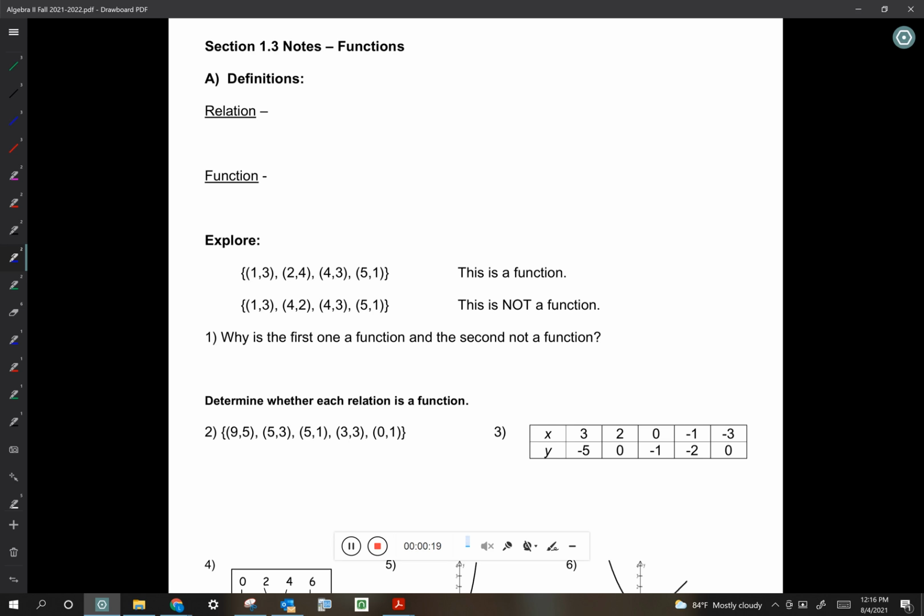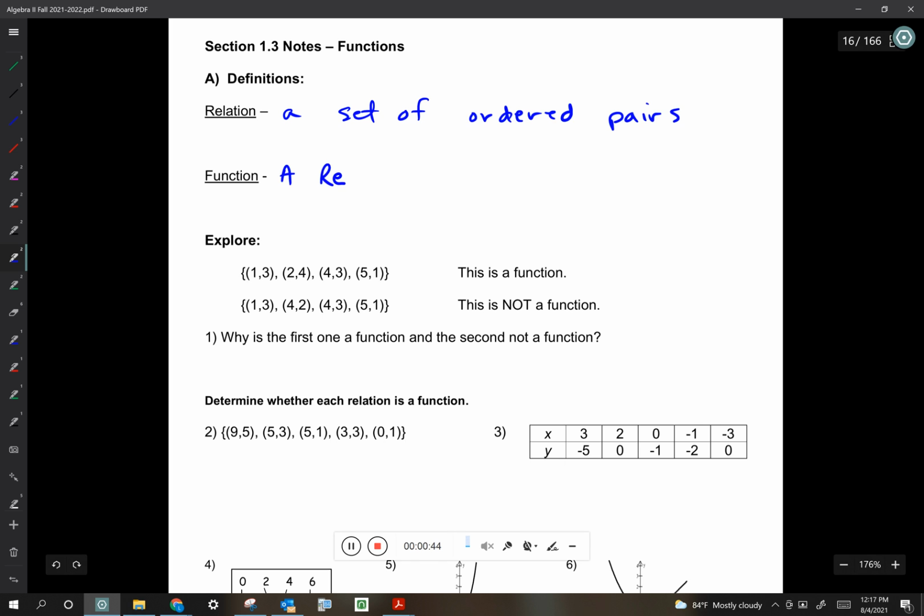So a relation is simply a set of ordered pairs, okay? A set of ordered pairs. And it doesn't matter what those ordered pairs are. You might have an x that goes to two different y's. You might have a y that goes to two different x's. It doesn't matter. Okay, a function is a relation.